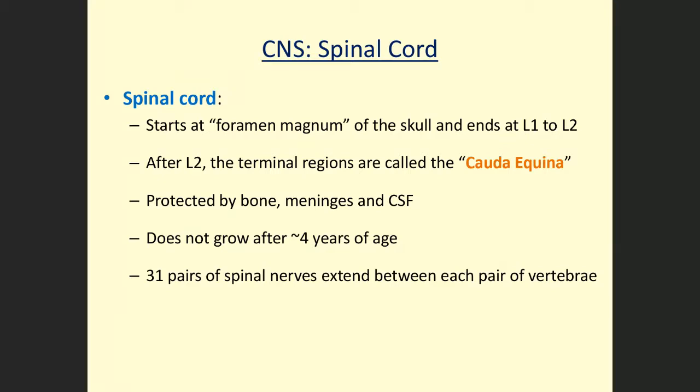Okay, the spinal cord. So we've already talked about the brain. We talked about what things protect the spinal cord and the brain. And now I just want to briefly talk about the spinal cord. The spinal cord is really important in the autonomic nervous system. We're going to look at this in a lot of detail.